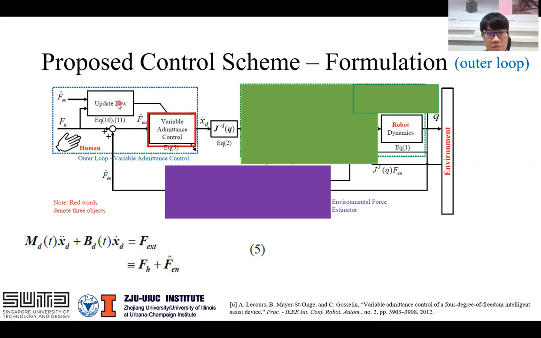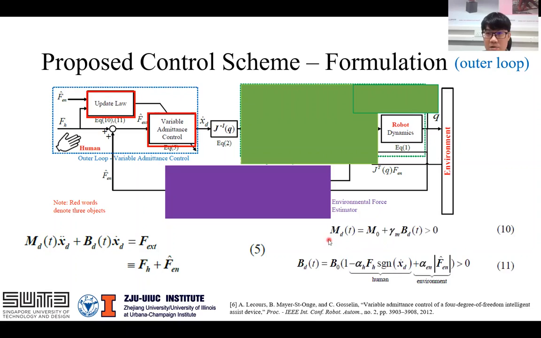For the update law, we have two parts. The first one is the mass. We simply design the mass to change in correspondence with the change of the damping. In other words, if the damping is larger, the mass is larger, and vice versa. So the key lies in the damping design. We have two factors. The first one is the human factor. The second one is the environment factor.